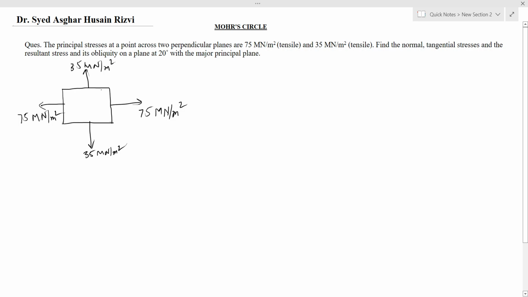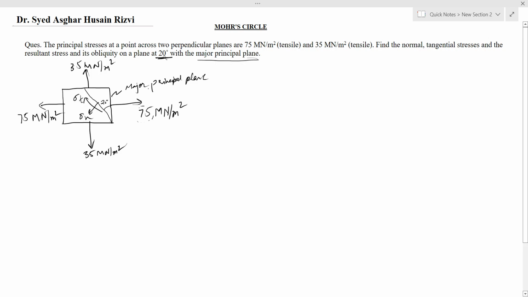The question says that we have to find the normal, tangential and resultant stress and its obliquity on a plane at an angle of 20 degree with the major principal plane. The major principal plane is that plane that carries major principal stress. And here you can see that major principal stress is 75 meganewton per meter square. So this will be the plane on which we have to find the normal, tangential and resultant stress, and it is at an angle of 20 degree from the major principal plane. We have to find sigma n, sigma t and sigma r, and also angle phi.